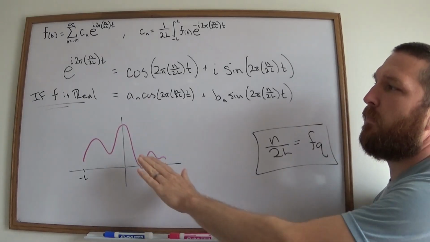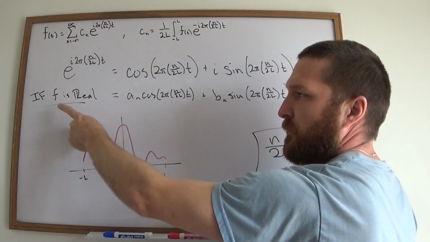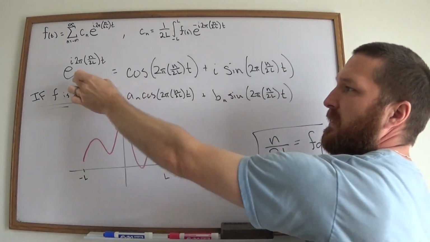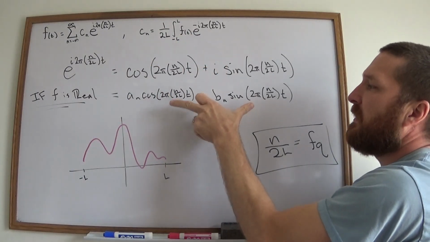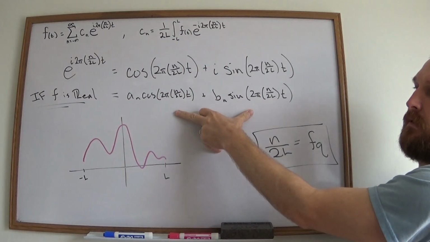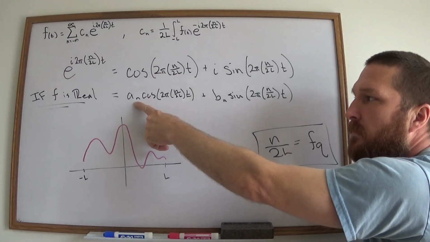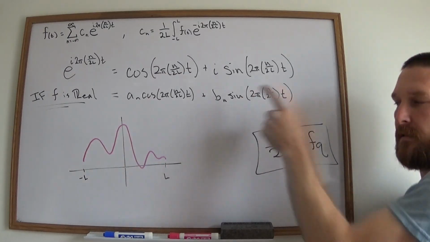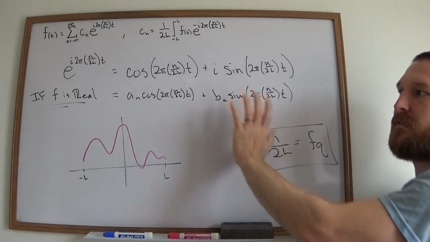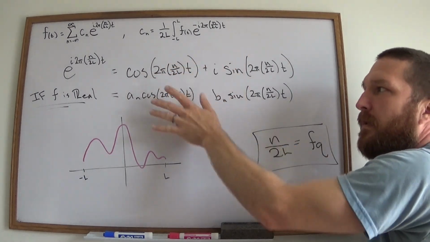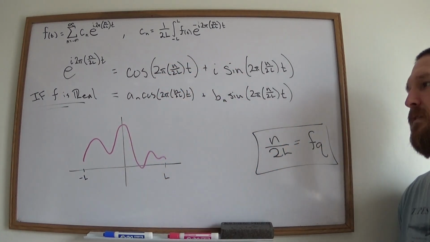For right now, let's just suppose that our original f is real. In which case, each one of these can be rearranged to give us this right here, where an is some constant and bn is some constant. Everything I'm about to say works just fine if it is complex, if it does have imaginary values as well, but we're just going to take this special case here.